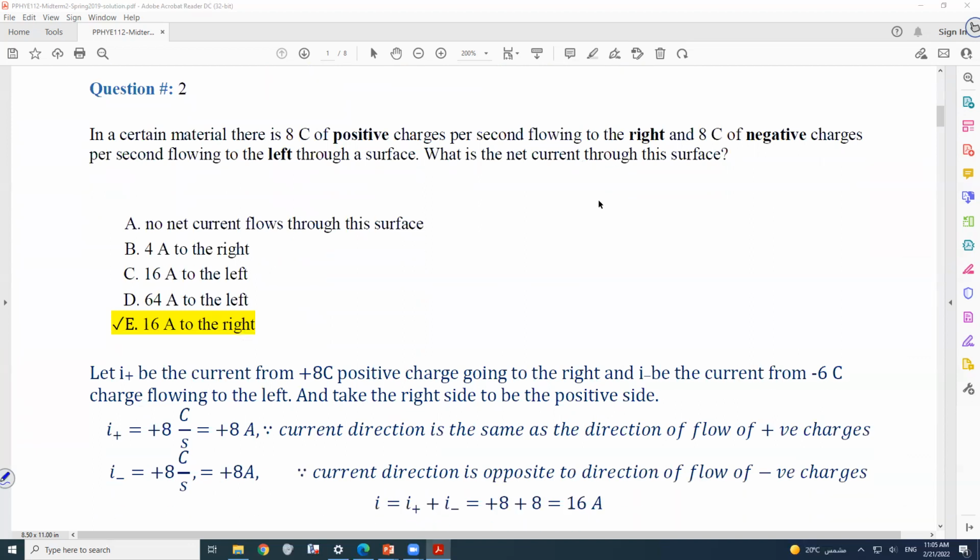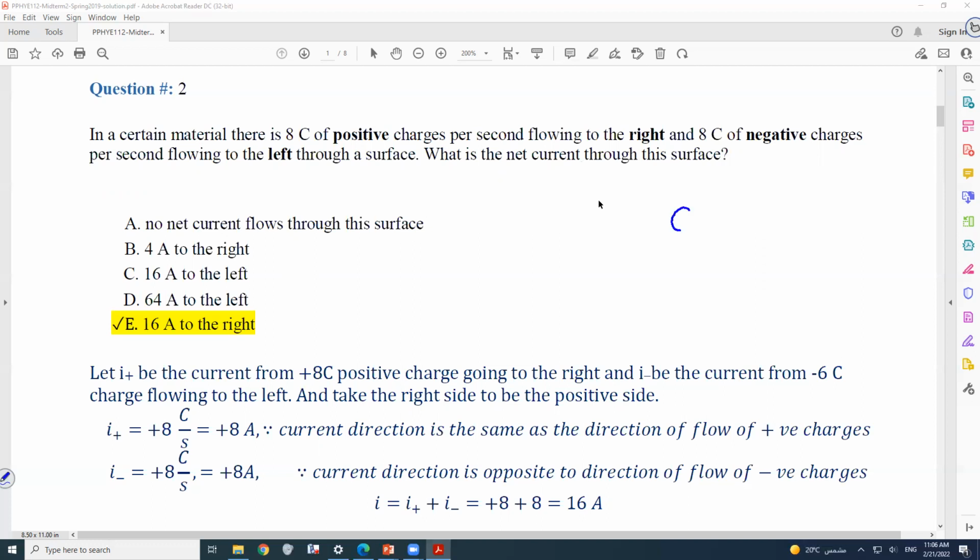Number 2. In a certain material, there are 8 coulomb of positive charges per second flowing to the right and 8 coulomb of negative charges per second flowing to the left through a surface. Let me just leave that question aside.